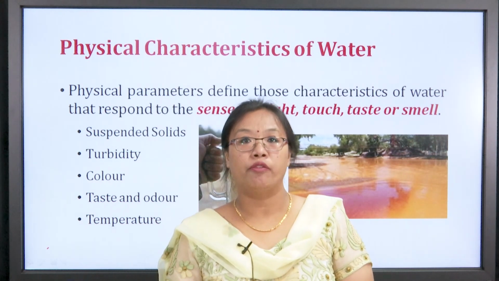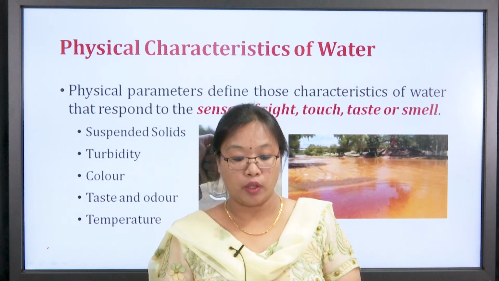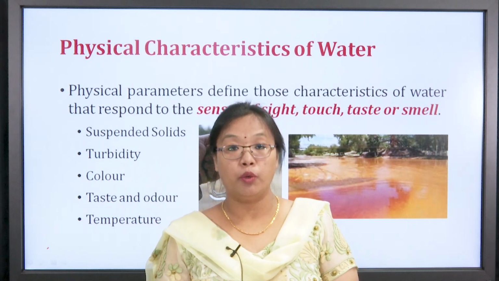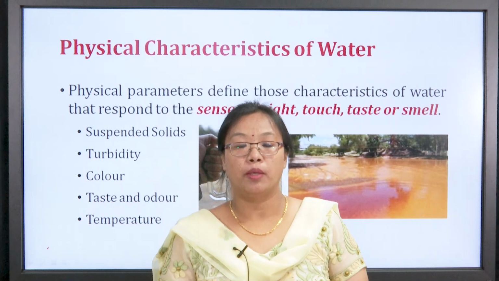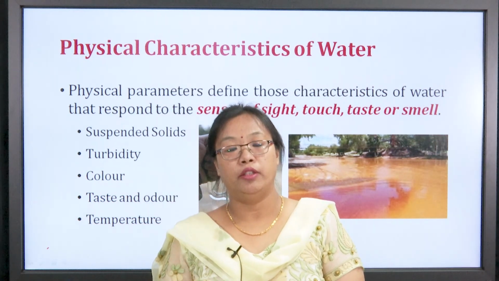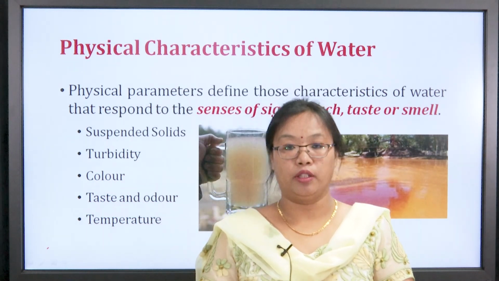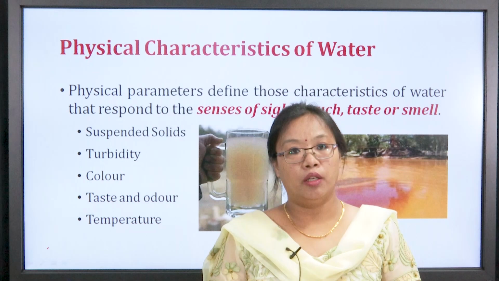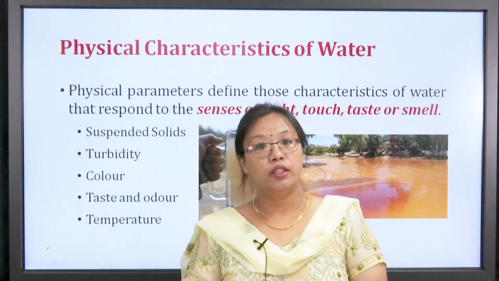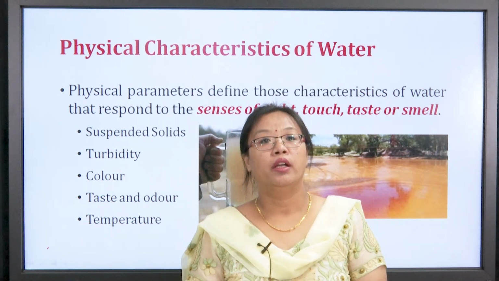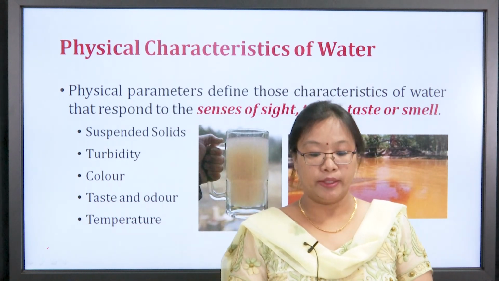When we talk about physical characteristics of water, what do we mean? Physical parameters of water are those which respond to the senses: sight, meaning you can see them; touch, you can somehow feel them; taste, you can taste them on your tongue; or smell. These characteristics of water are the suspended solids which you can feel physically. The most important physical characteristics of water are the suspended solids, turbidity, color, taste and odor, and temperature. We will take each one by one.